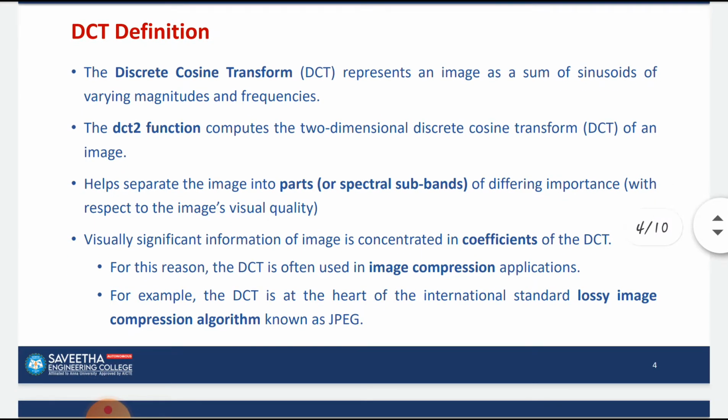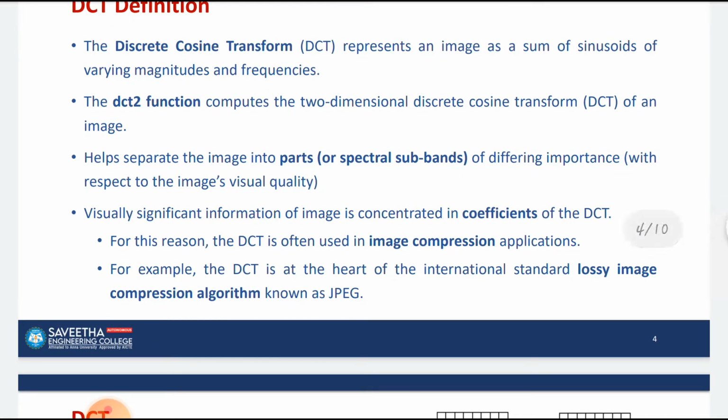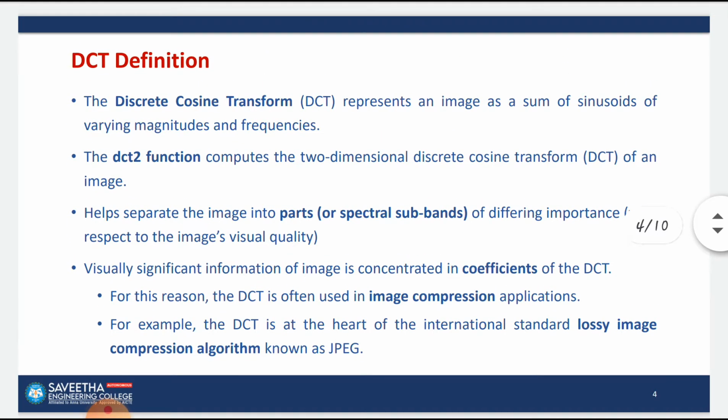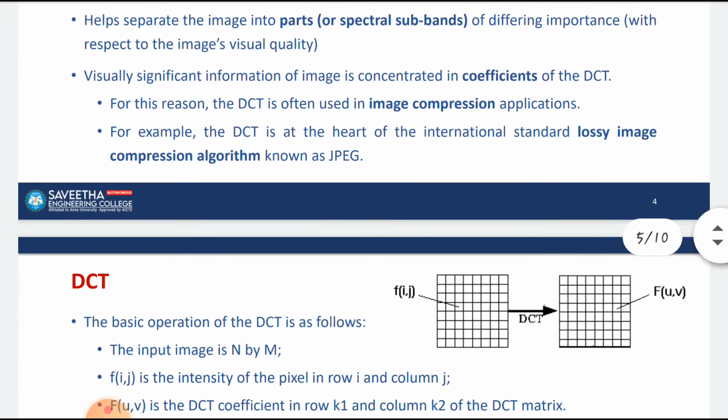Discrete cosine transform is generally used in image compression applications, and it is mainly used in the lossy image compression algorithm, that is JPEG. We use JPEG images, right? The .jpg format. With all JPEG images, there is a lossy compression, meaning some data will be lost during compression of the image, but the visual information is preserved using JPEG. So that is a lossy image compression algorithm.